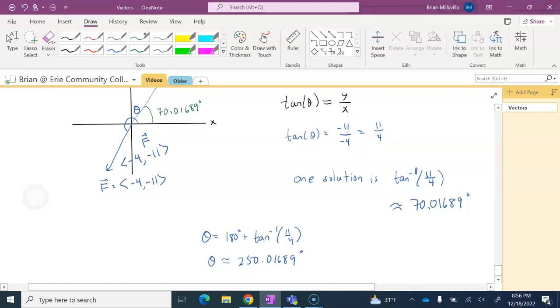So that sometimes happens. If we are working with inverse tangent and our vector is in quadrant 3, then we are always going to have to take what our calculator tells us and add 180 degrees to that, or add pi radians to obtain the appropriate angle. And that's it for this recording.